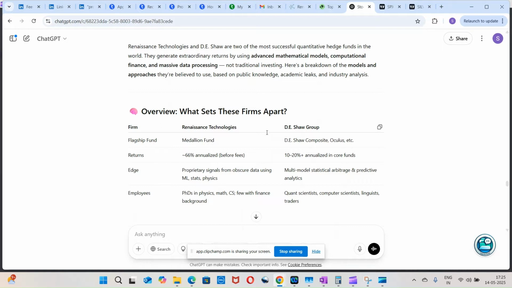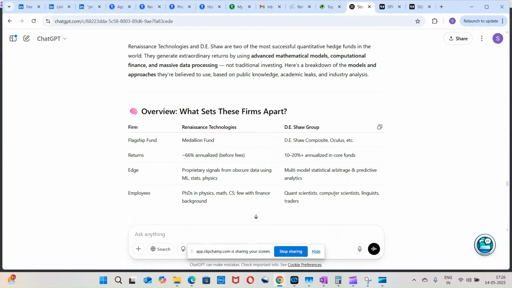It's able to generate 66% annualized returns every year. That's the highest that any fund has been able to generate till now, and it's all mathematical and statistical. The edge of this fund is proprietary signals which come from obscure data using machine learning, statistics, and physics. The employees who work at Renaissance Technologies are mainly PhDs in physics, maths, and computer science, and very few with a finance background.